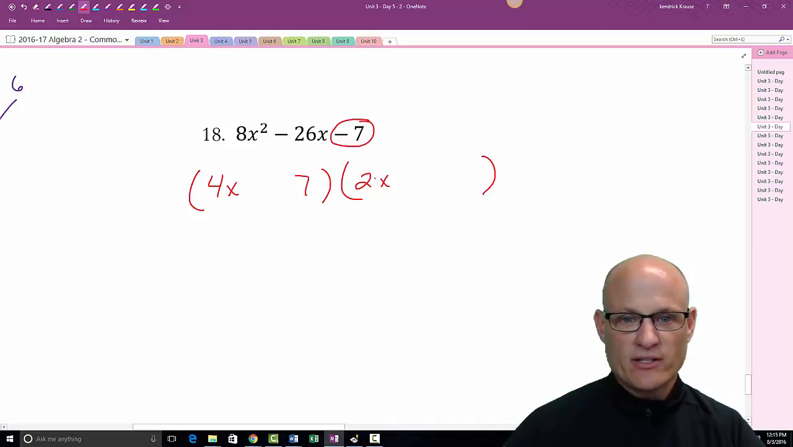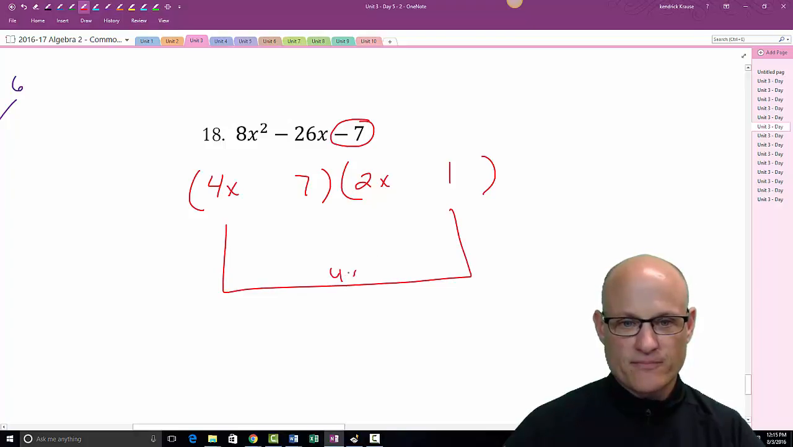So plug them in. 7 and 1. Let's see if it worked. 4x. 14x. Now remember, we're going to subtract. That's 10x. That's not even close. So let's just switch them.